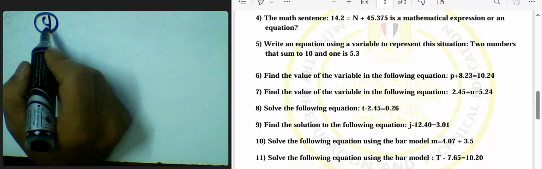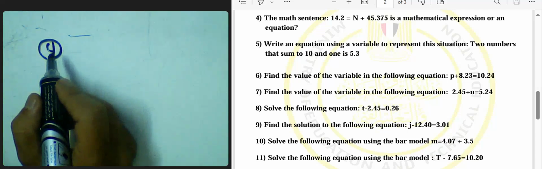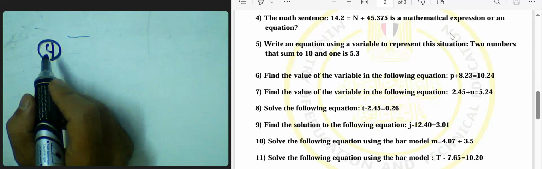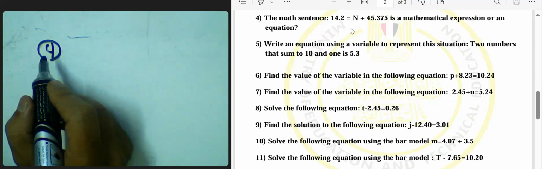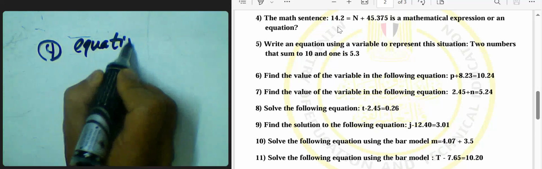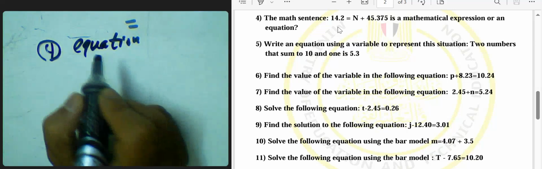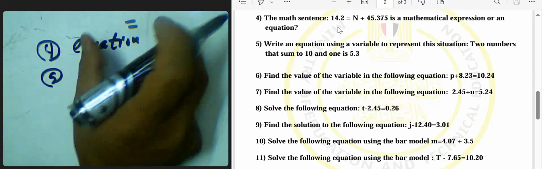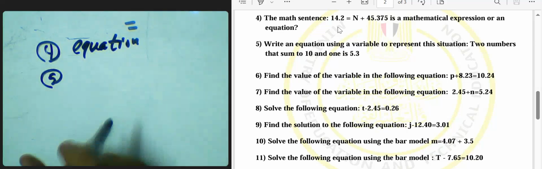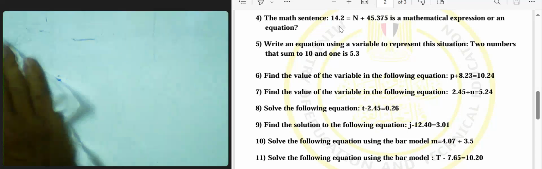Okay, the next question, number 4. The mathematical sentence 12.14 equals n plus 45.375. Is it a mathematical expression or an equation? This is an equation because it has the equal sign. As long as it has this sign, it is an equation. An equation is an equality between two expressions by using the sign equal to between them.